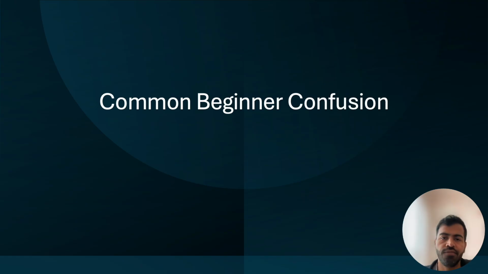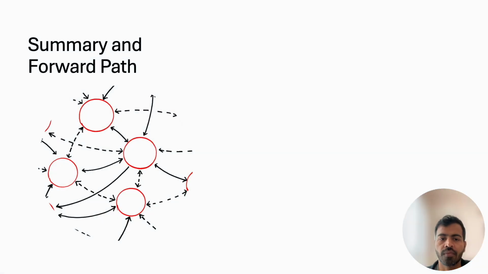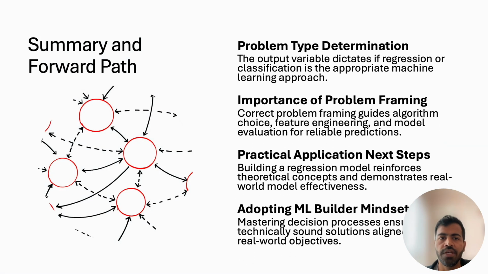Common beginner confusion. Many beginners think the algorithm decides the problem. In reality, the problem decides the algorithm. If the output is a number, it's a regression. If the output is a category, it's a classification. Always decide this before choosing a model. So in summary, we did not train full models yet. We are building understanding first. This is how professionals work.